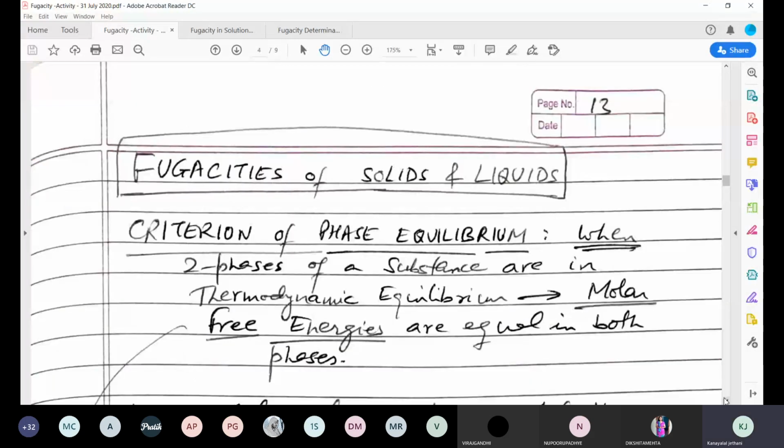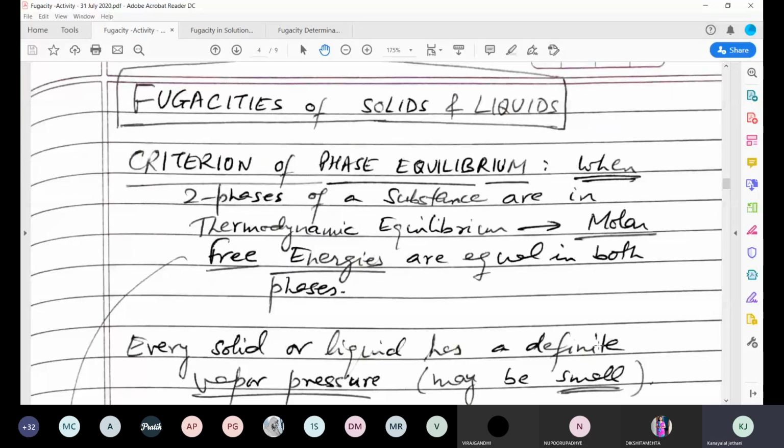Okay, so we're talking about the vapor pressure of solids and liquids. The criterion of phase equilibrium, which we'll derive later, is that when two phases of a substance are in thermodynamic equilibrium, the molar free energies are equal in both phases. So if water is in equilibrium with its vapor, the molar free energy of water in the liquid is equal to the molar free energy of water in the vapor. That's the condition which we'll derive later.